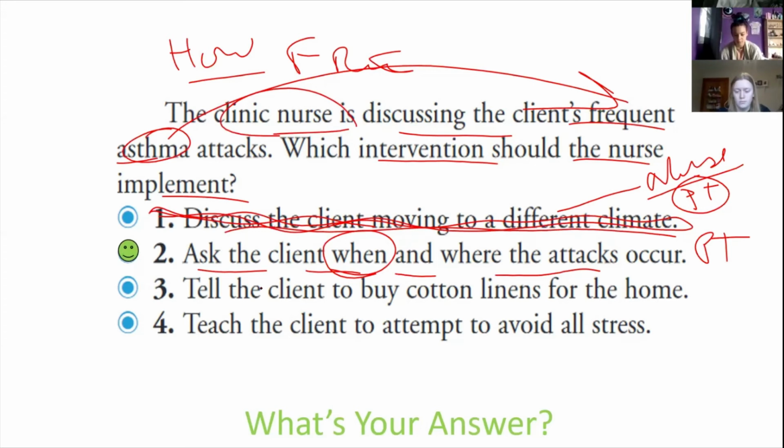So then we say, okay, tell the client to buy cotton linen. Oh, great. Now you're giving them a shopping list, right? So, first of all, what's their economic status?